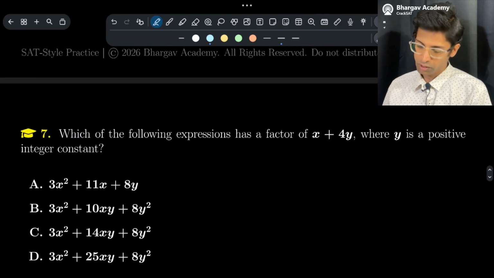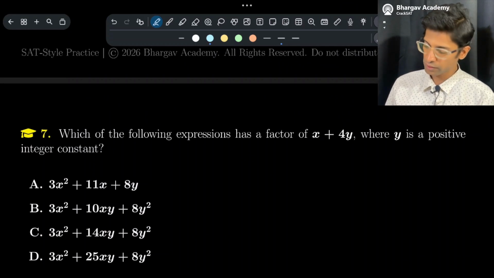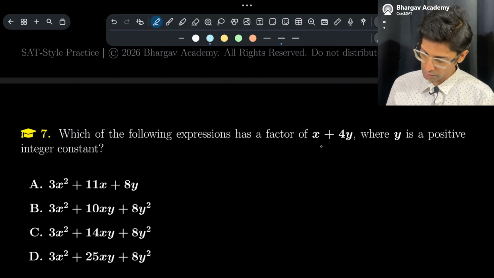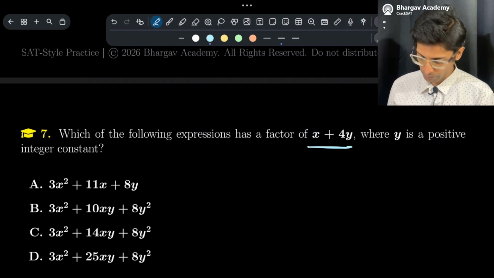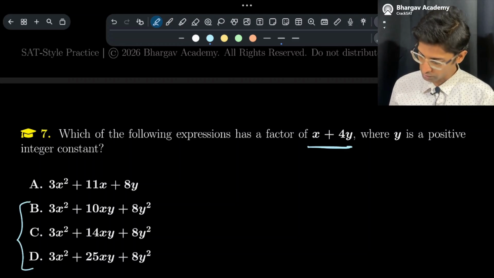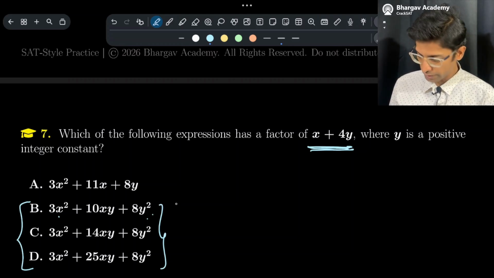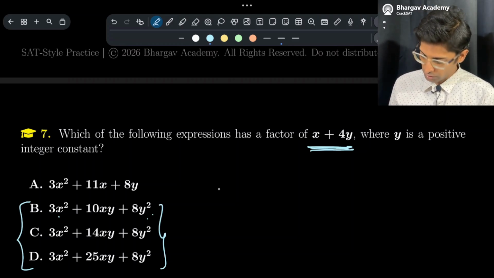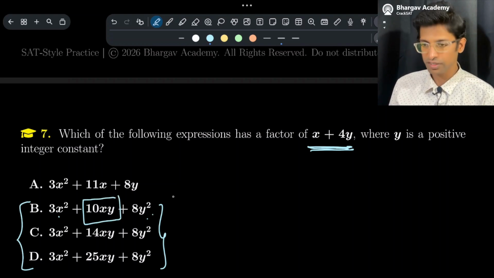See here, which of the following expressions has a factor of x plus 4y, where y is a positive integer constant? So he is asking you which expression out of these 4 has a factor of x plus 4y. Now I am interested in these three expressions because there is a symmetry here and x plus 4y can be a factor of these. So I'll check each one of these expressions to see which one is matching. For that, I have to split the middle term for each of these expressions in such a way that the expression becomes factorizable.